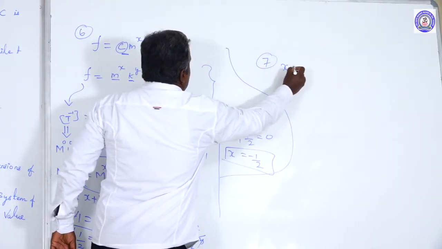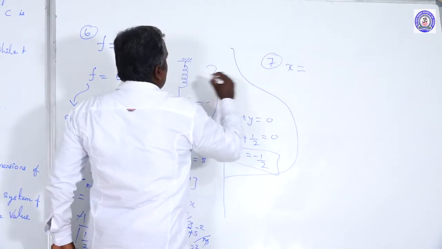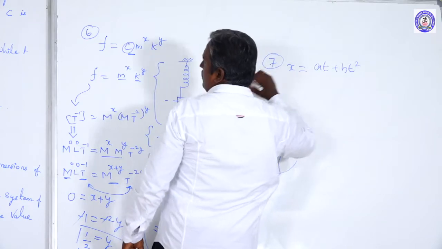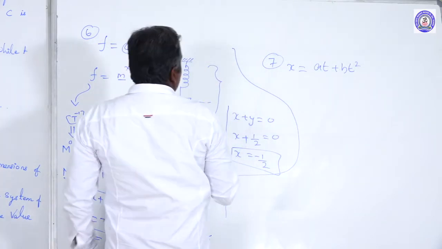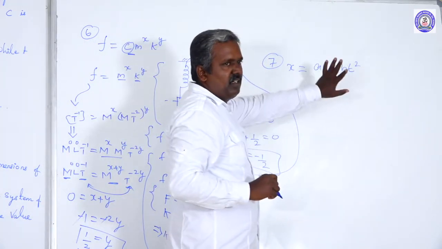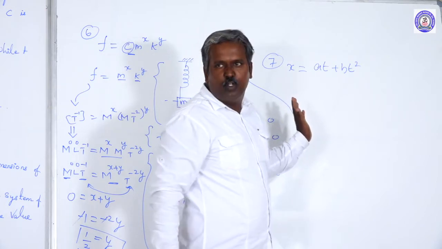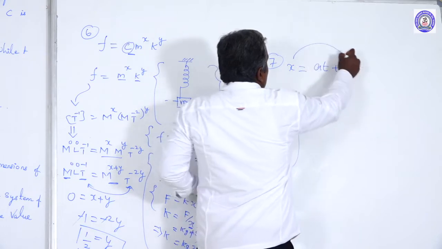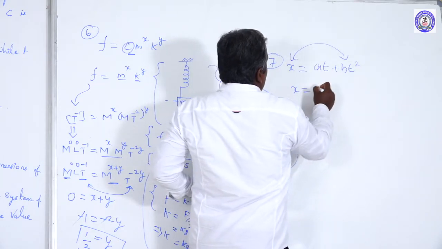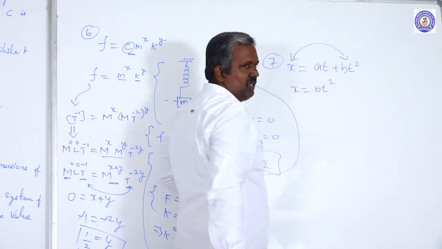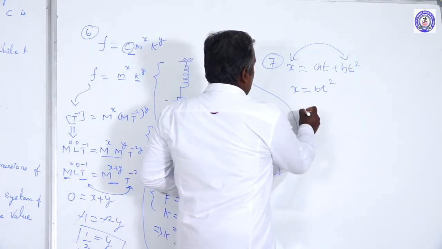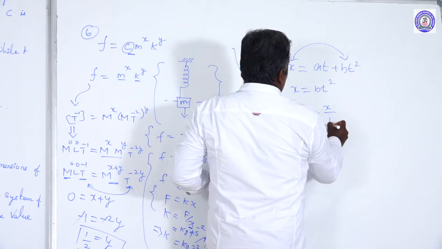Seventh, x is equal to at plus bt square. Here we are asking the unit of b. According to the principle of homogeneity, we can equate x is equal to bt square. I'm going to ignore the other term, because here we are asking the unit of b. So b is equal to x by t square.